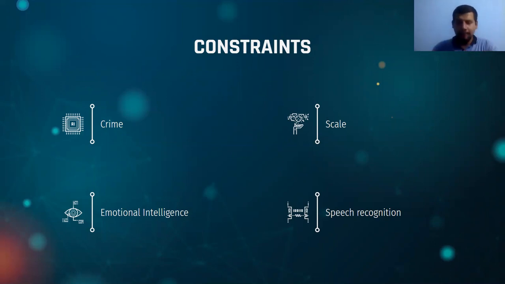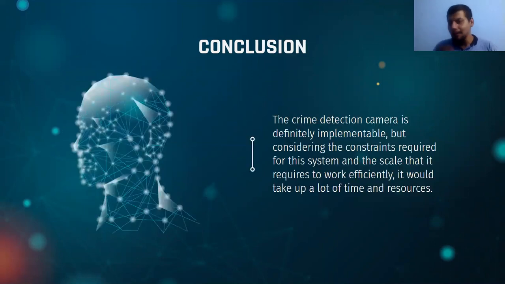So, in conclusion, the crime detection camera is definitely implementable, but considering the constraints required for the system and the scale that it requires to work efficiently, it would take a lot of time and a lot of resources.